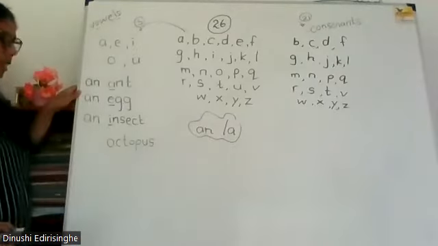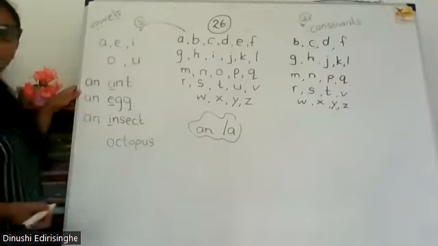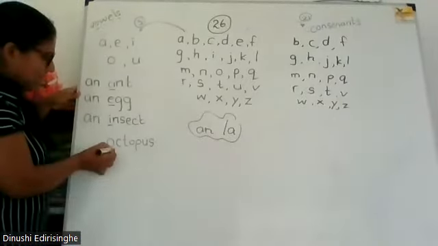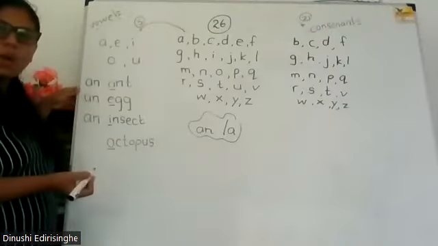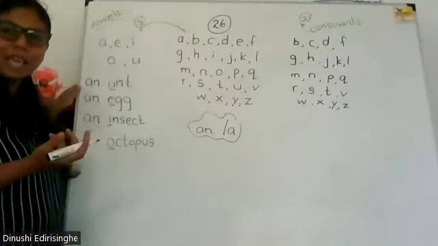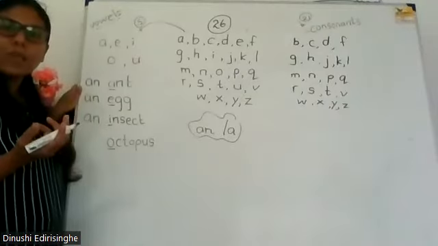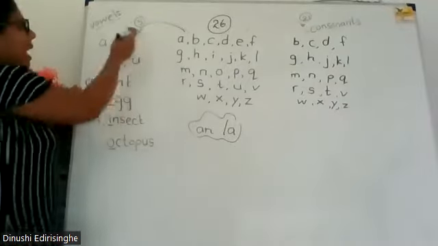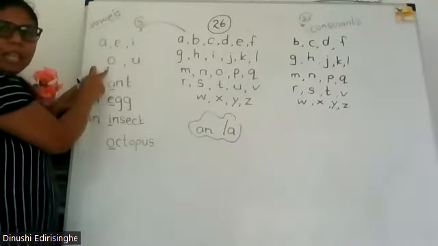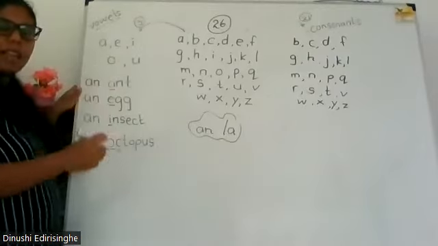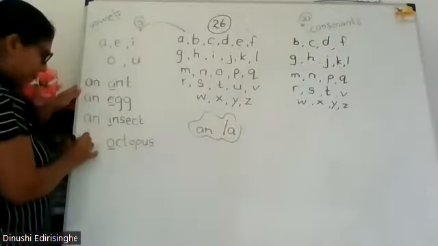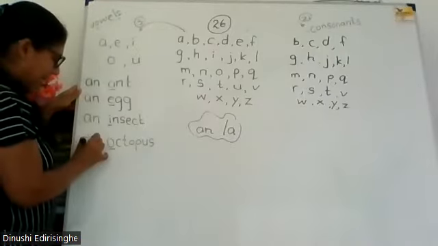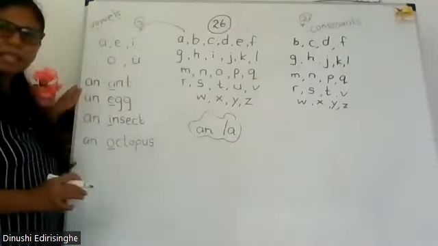Next one. What is this word? Octopus. Yes, octopus. Right? What is the beginning sound? It is a vowel sound. Then an. Right? An octopus. Right?